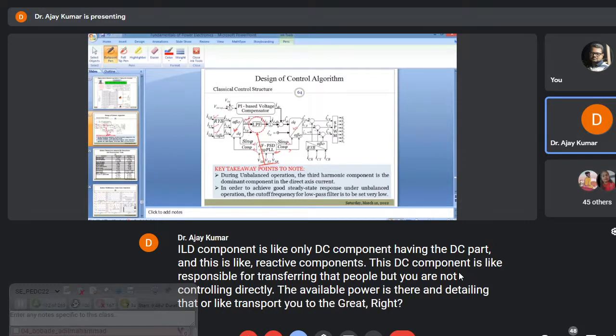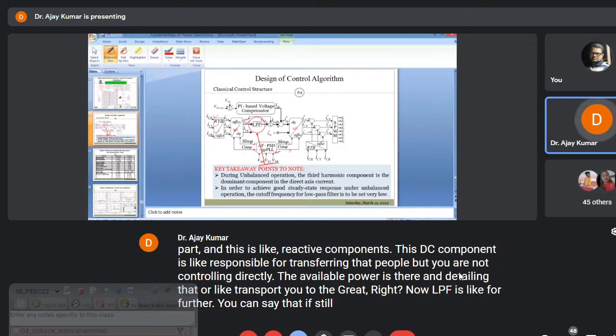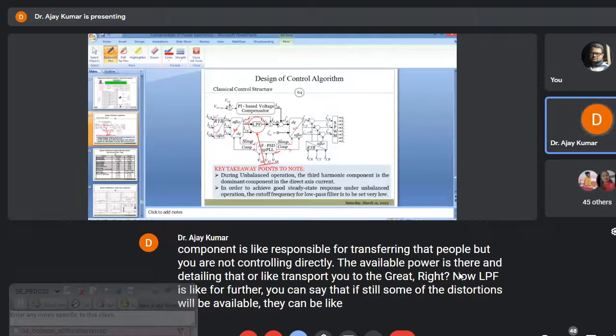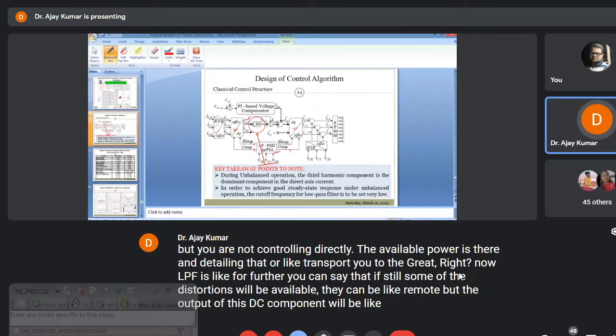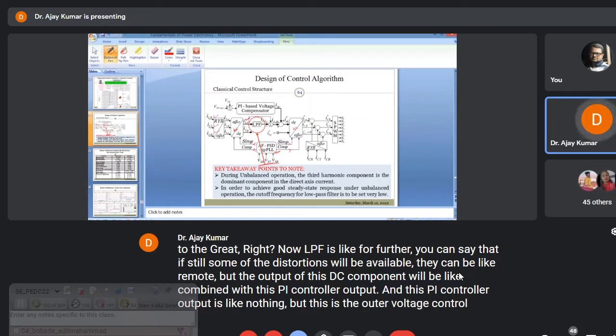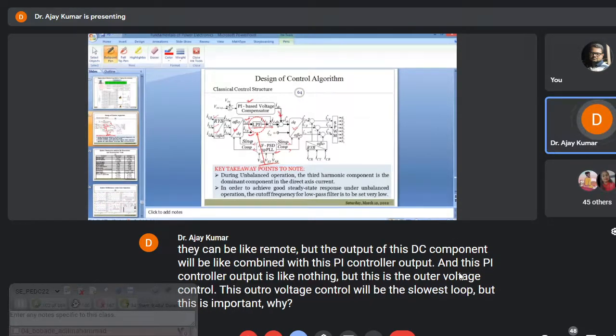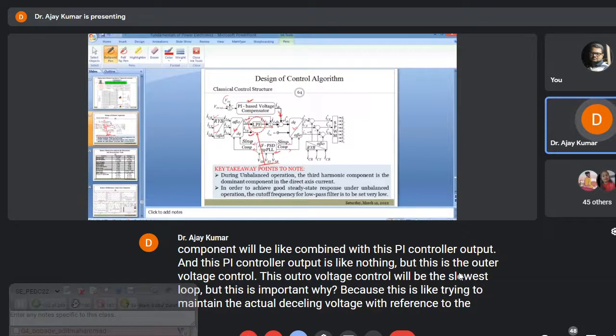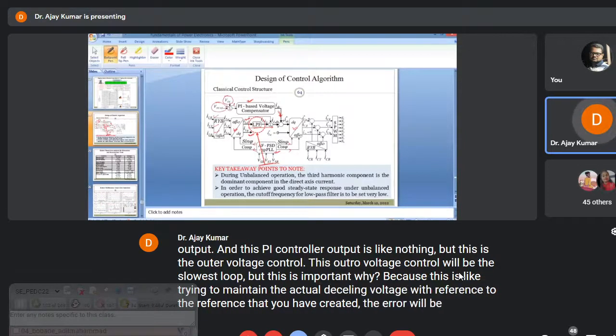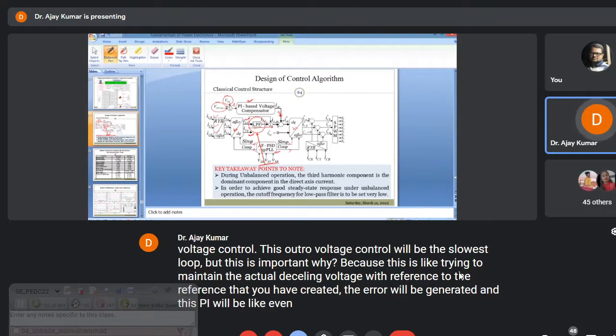right? Now the LPF is for further removal, if still some distortions are available. The output of this DC component will be combined with the PI controller output, and this PI controller output is nothing but the outer voltage control. This outer voltage control loop is the slowest loop, but it is important. Why? Because it is trying to maintain the actual DC link voltage with reference to the reference that you have created. The error will be generated, and this PI will give the output in the form of current. See, the property of the PI controller is like that.